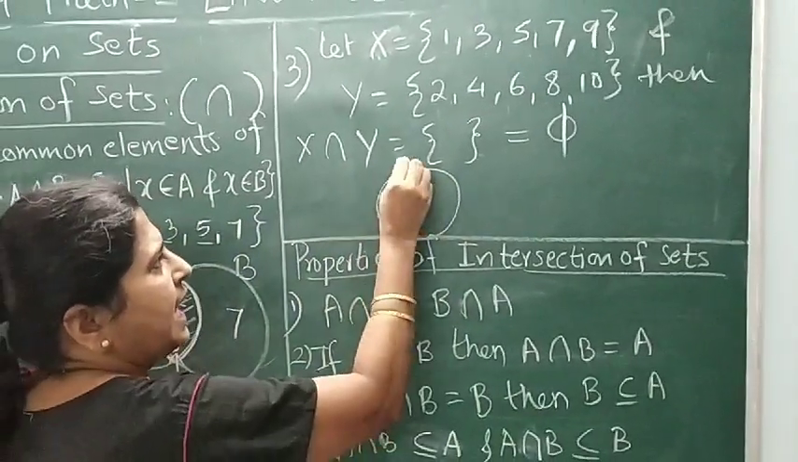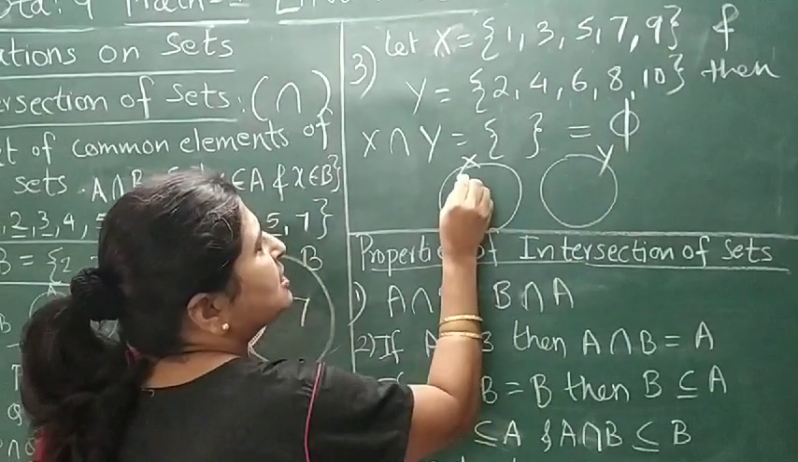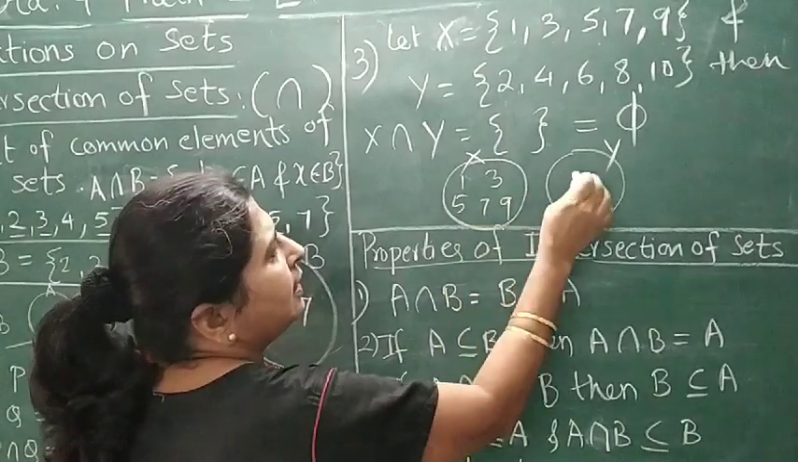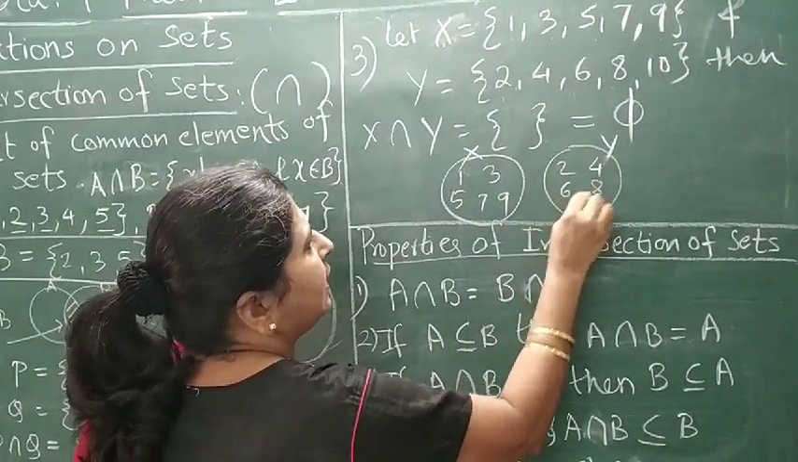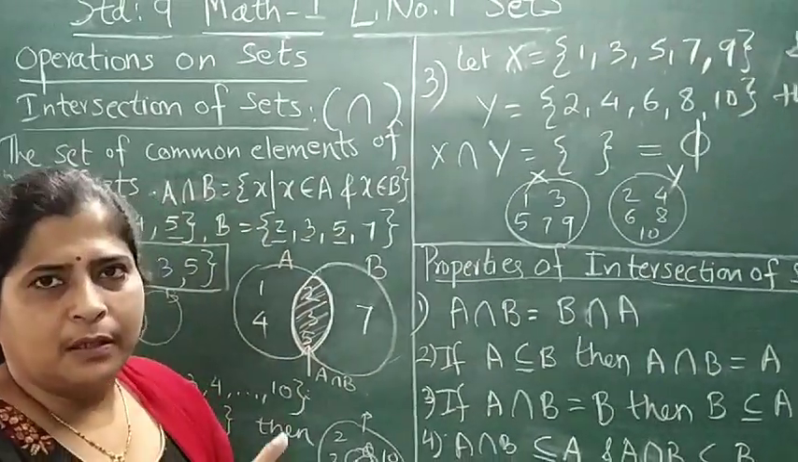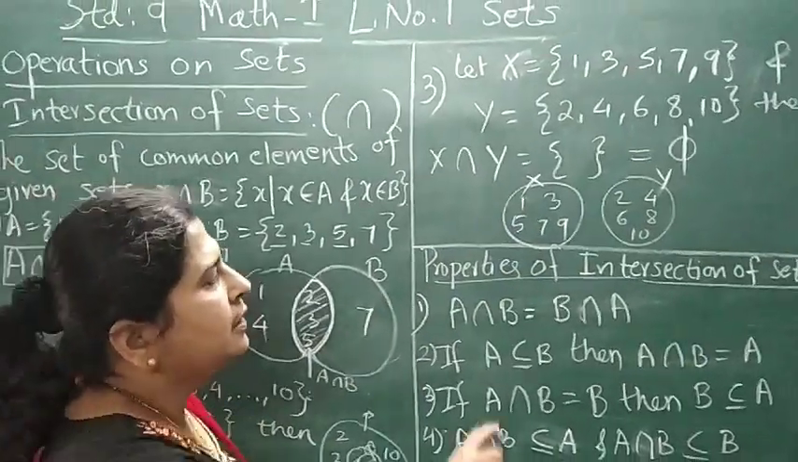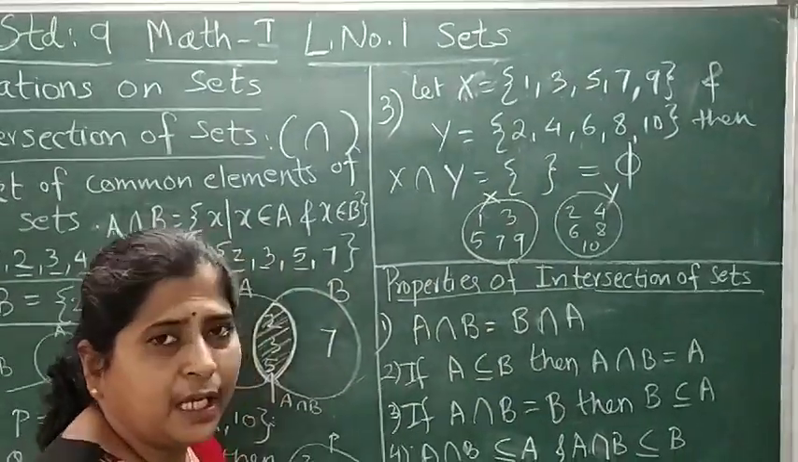In such case, we can show this using the Venn diagram, with set X separately and set Y separately. Elements of set X are 1, 3, 5, 7, 9 and elements of Y are 2, 4, 6, 8 and 10. Nothing is common, so we have two different closed figures of sets X and Y. So here there is nothing common. Intersection is an empty set.